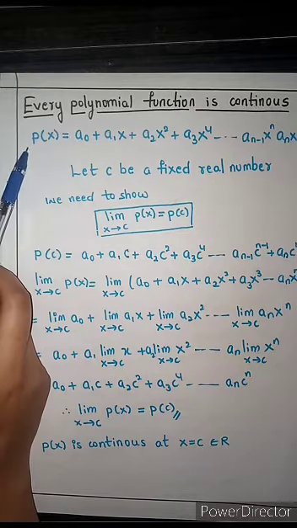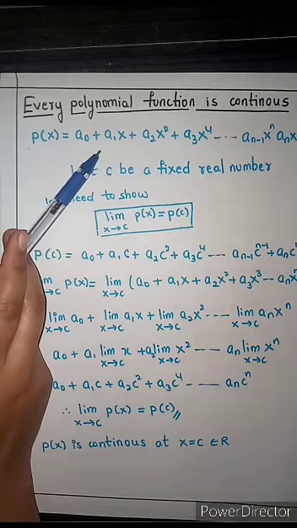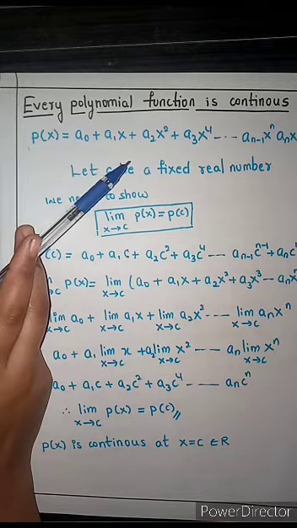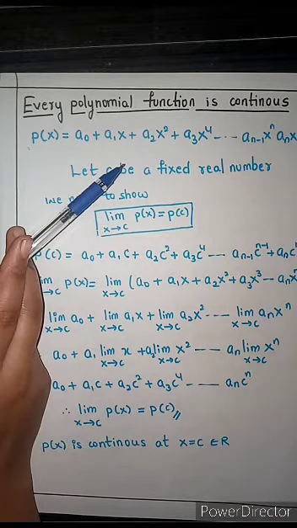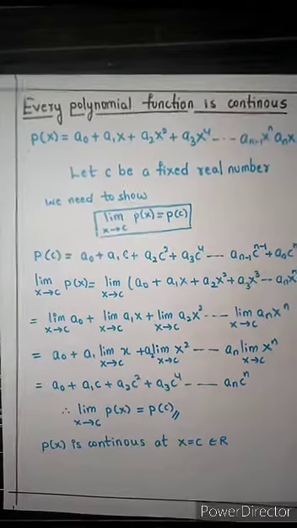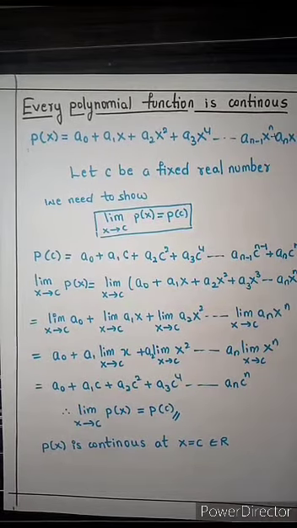Suppose I take p of x equals a of 0 plus a of 1 into x plus a of 2 x square plus a of 3 x to the power 4 and so on up to a n minus 1 x power n minus 1 plus a n x power n, where a is a real number. Okay, a will be 1, 2, 3 and so on up to n. This is a polynomial function and we need to show that it is continuous.